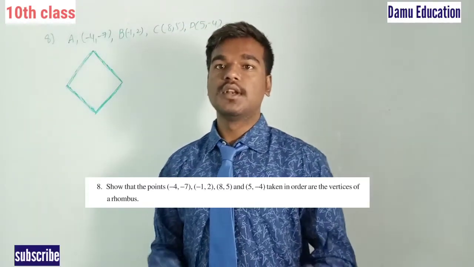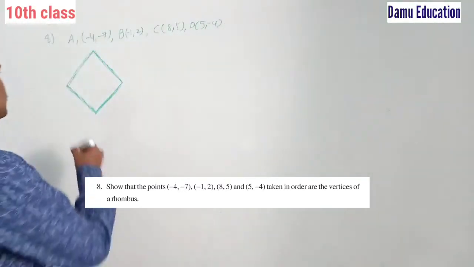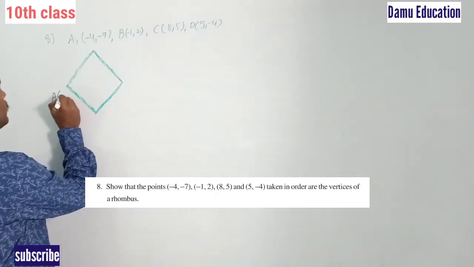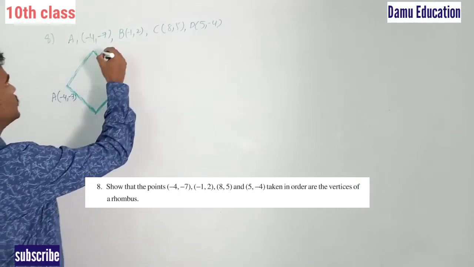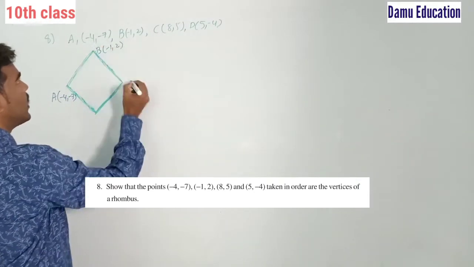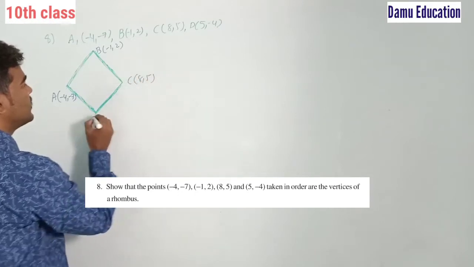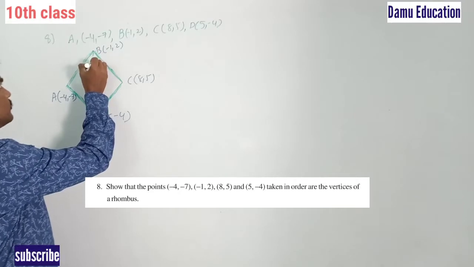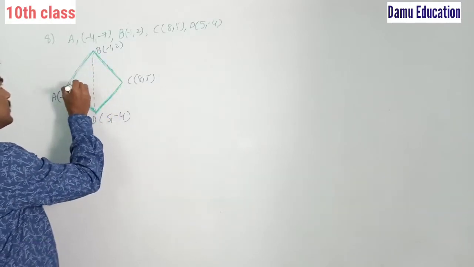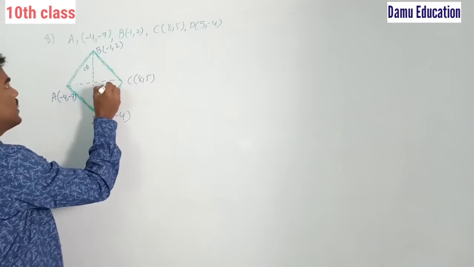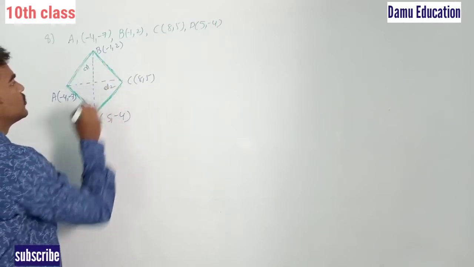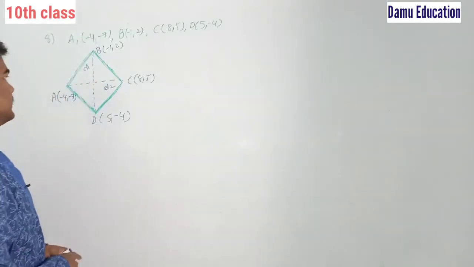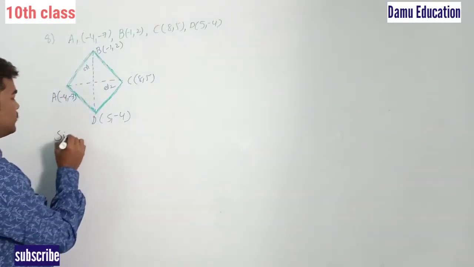So first, let's write down the vertices here. A is minus 4 comma minus 7, B is minus 1 comma 2, C is 8 comma 5, and D will be equal to 5 comma minus 4. So these are the diagonals, let's consider D1 and D2. So first, the sides of the rhombus: AB, BC, CD and DA. So these are the sides.